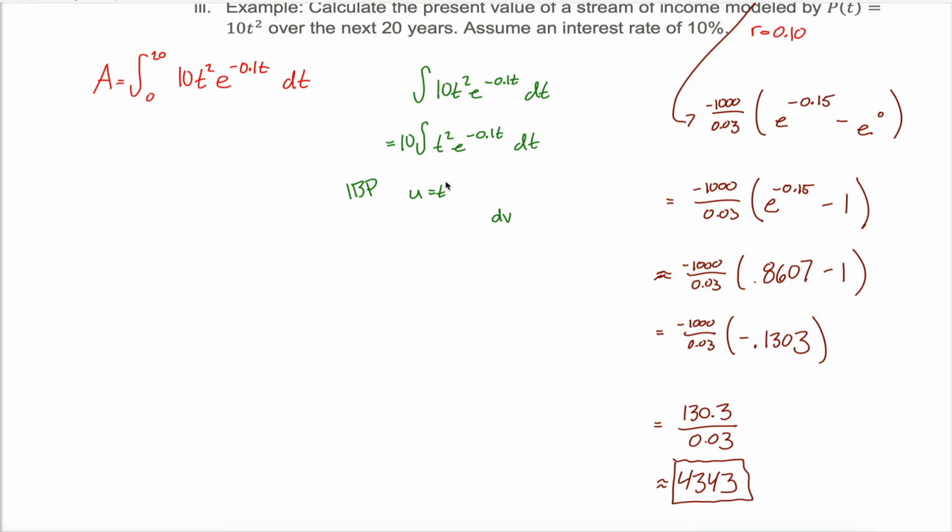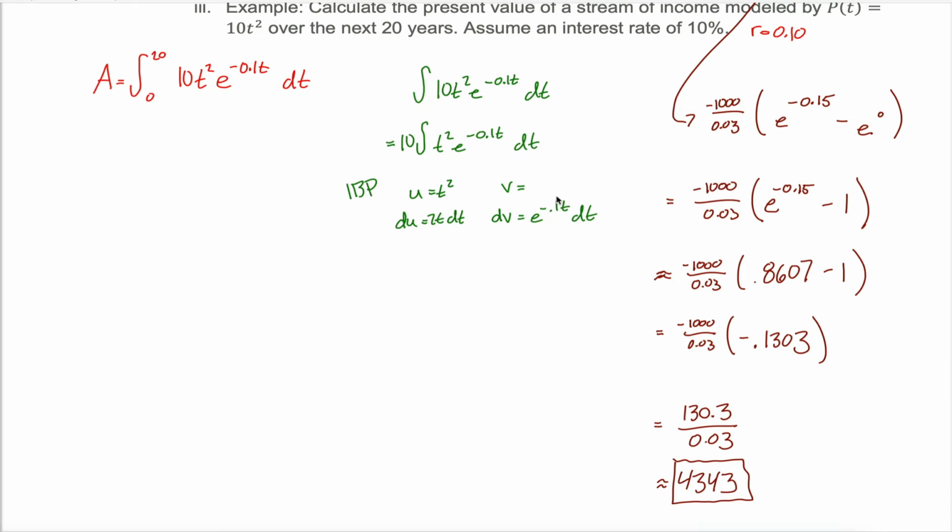I'm going to let u be equal to t squared, in which case du is equal to 2t dt. And if u is equal to t squared, then what's left in this integral, the e to the negative 0.1t dt, will be my value of dv. If dv is e to the negative 0.1t dt, I've got to figure out v, the antiderivative of this thing.